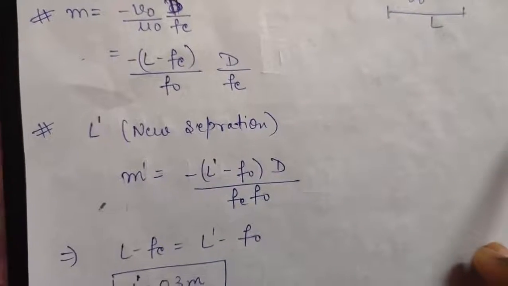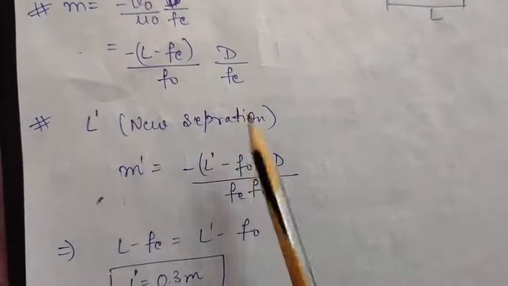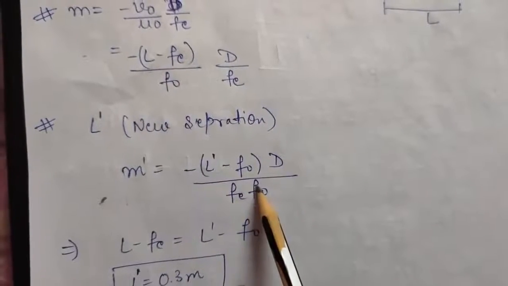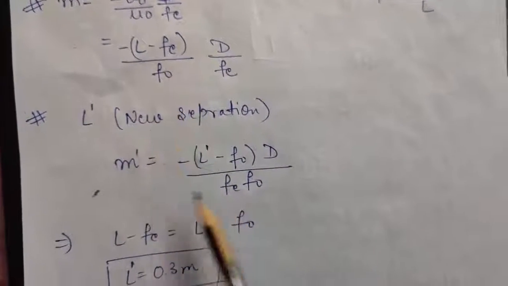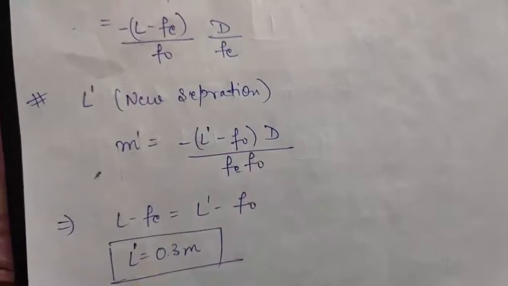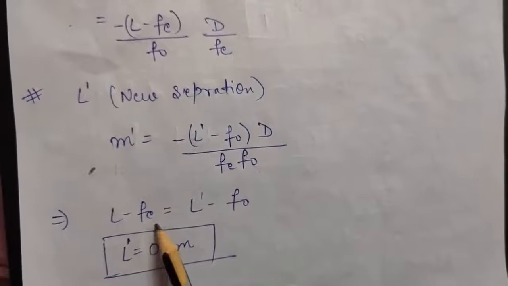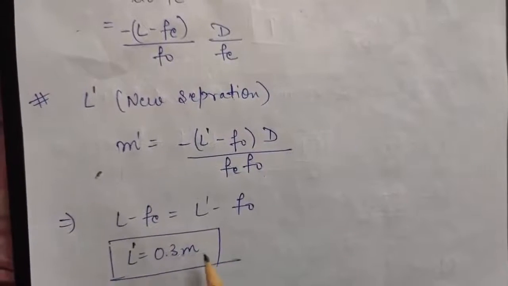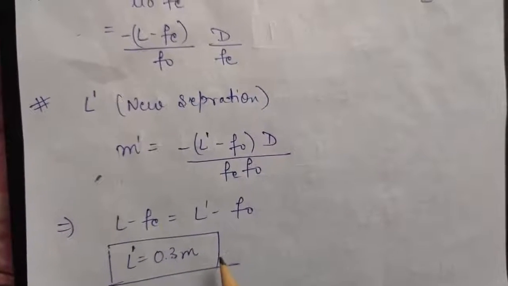Okay, so now you want these two magnifications to be same. That means these two values should also be same. For them to be same, L minus fe should be equal to L dash minus f naught. So here the thing is L minus fe should be equal to L dash minus f naught. From here calculate L dash, that will come to be 0.3 meters.